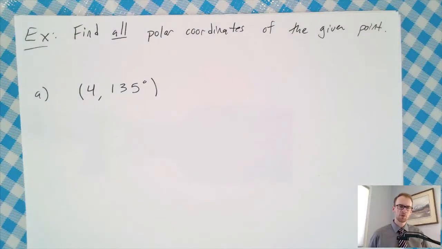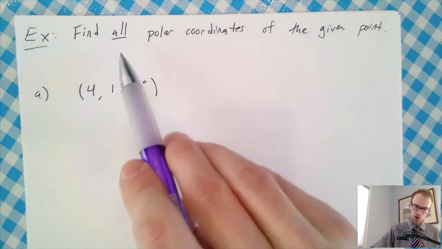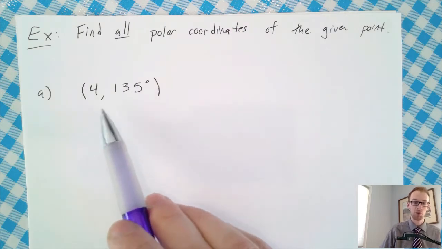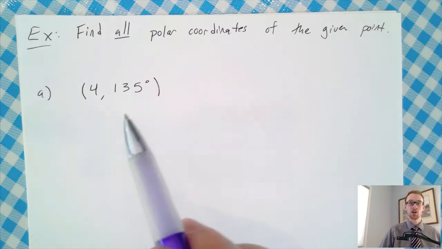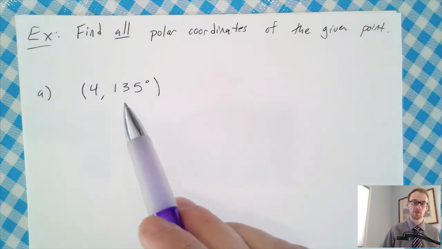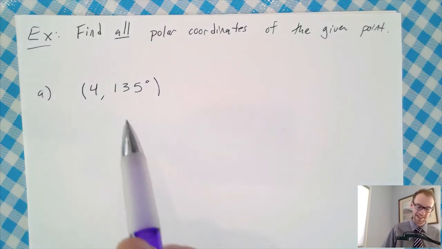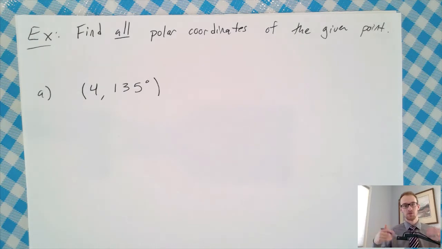Okay, now that we're familiar with polar coordinates, let's do an example. Find all polar coordinates of the given point. So we're given a point in polar coordinates, and our job is to find all polar coordinates for this point. This is not the only way to locate this point with polar coordinates. There is an infinite amount of polar coordinates that we could use to locate this point. I touched on that a little bit in the last video. Today we're going to actually write down all of those points.